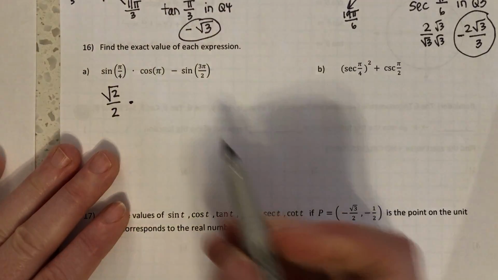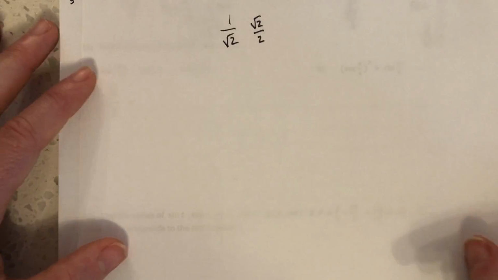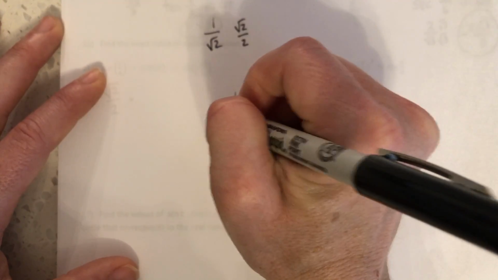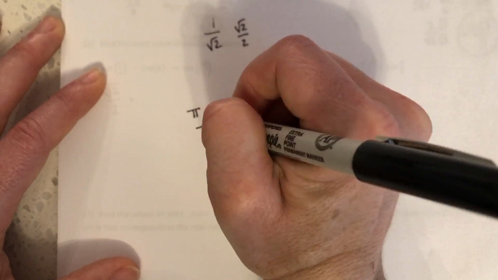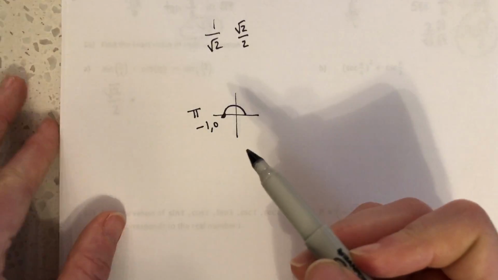Now I have to multiply that with the cosine of pi. Well, what's the cosine of pi? Where do pi radians land? Right there. That's pi radians. So that would be the point (-1, 0). So the cosine of pi is the x-coordinate, which is -1.